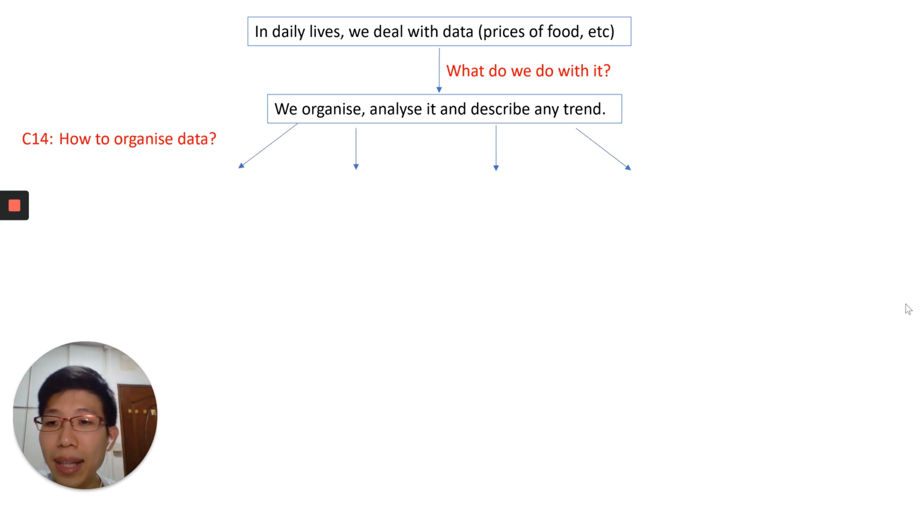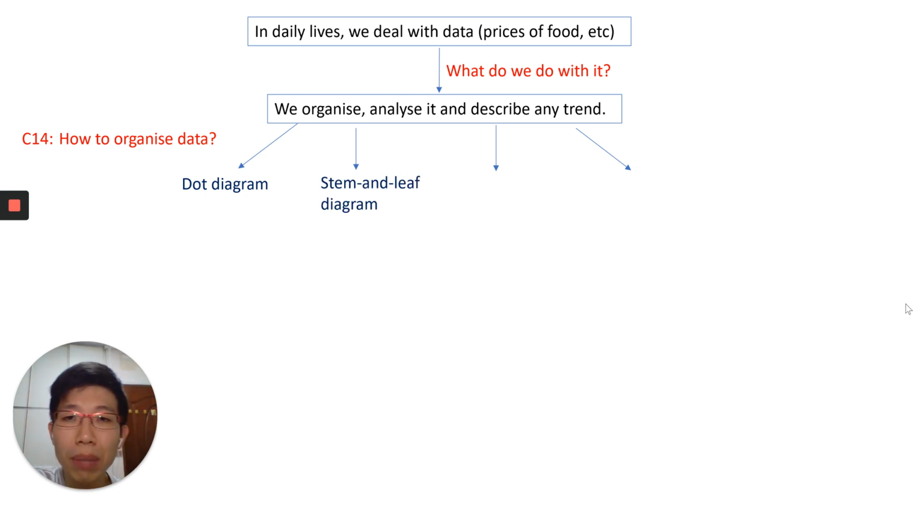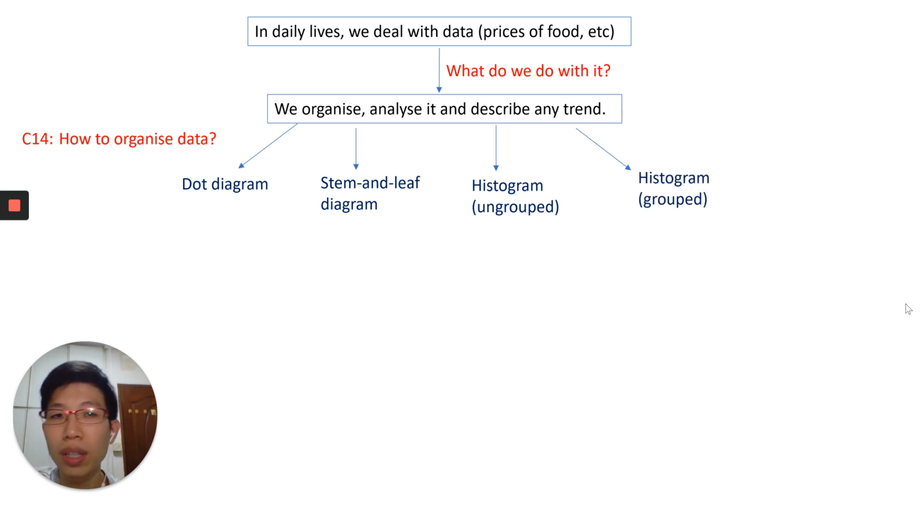So how to organize data, right? Basically, this is what we'll be learning in chapter 14, whereby we use a dot diagram to represent the data, or we can use a stem and leaf diagram, a histogram, the ungrouped version, or the histogram, the group version, which is the grouped data and ungrouped data. So what are all this about, right? Let me go through the pages in the textbook.